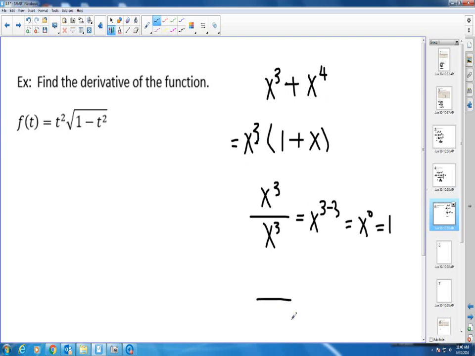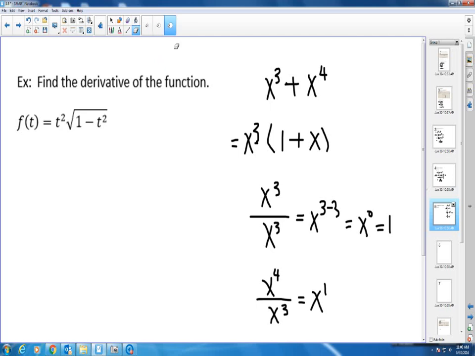Alright, x to the third going into x to the fourth. Again, if I subtract the exponents, that will be 4 minus 3, which leaves me x to the first power. 4 minus 3 is just 1. I just want to refresh your memory on this.